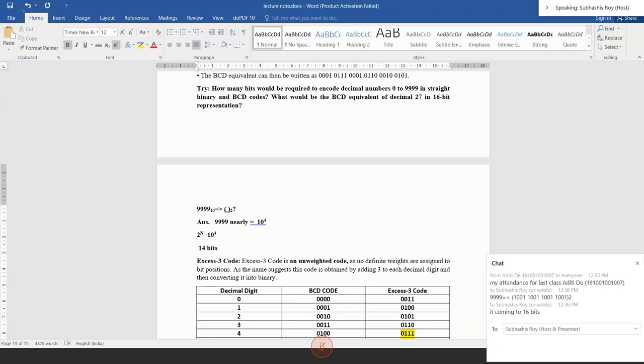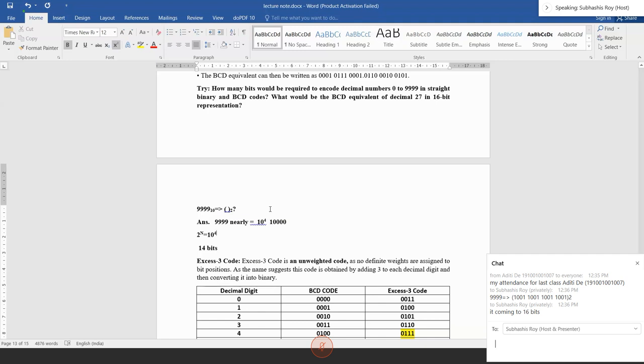So the number is 9999 here. Okay, so it is nearly equal to 10 to the power 4, because 10 to the power 4 is 10,000. So this is nearly 9,999. You need to represent the decimal number with the power of 10.